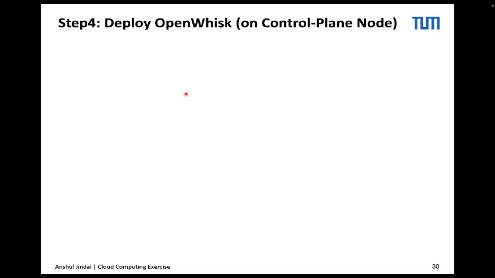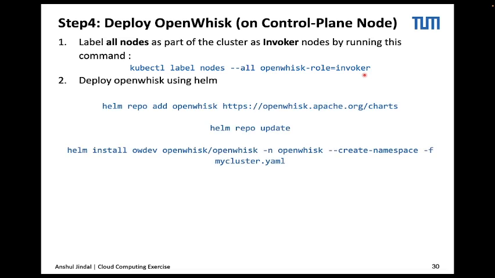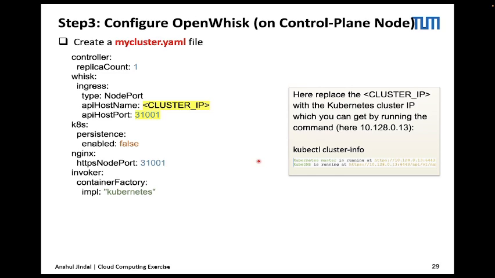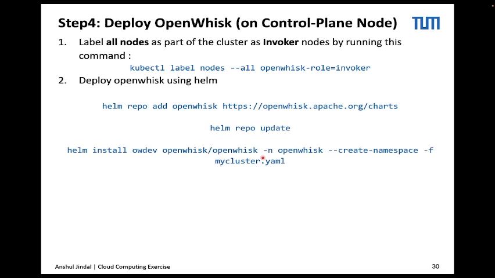Once you have it, the next step is deployment of OpenWhisk, and it's very easy. First, you have to label all the nodes within the Kubernetes cluster as an invoker, and the next is adding the Helm repository, which is the OpenWhisk repository. Firstly, do an update so that it can get all the chart values, and then deploy it using this command over here. So my cluster.yaml, which you have specified in the previous step, will be used to modify the OpenWhisk which will be deployed within the Kubernetes cluster.